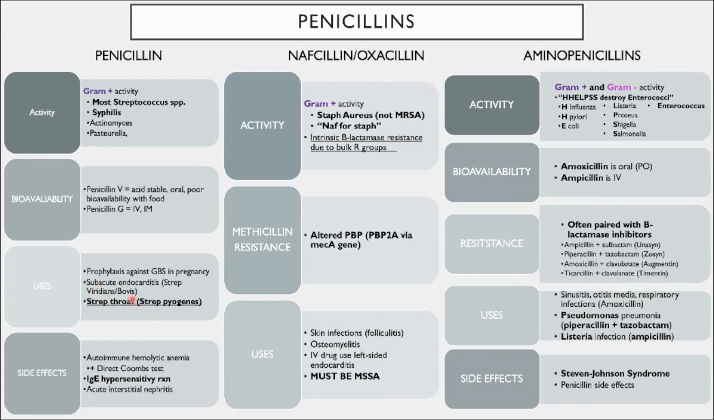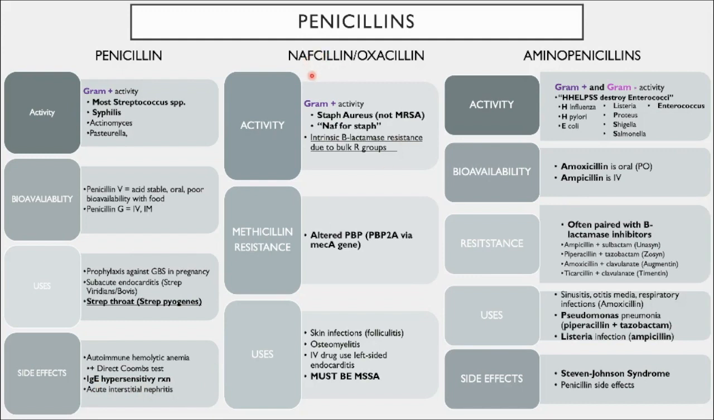Some of the other strep species you can treat with penicillin are Strep viridans and bovis endocarditis. This is an infection of the valves of the heart. You'll talk more about that in cardiology. It is also used as a prophylactic agent for moms that are colonized with group B strep, or Strep agalactiae, during pregnancy. This can cross the placenta and cause really bad sepsis in newborns, so we definitely don't want this to go untreated in those moms. As we mentioned before, IgE hypersensitivity and acute interstitial nephritis are the main issues associated with side effects.